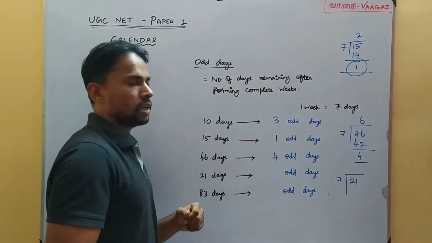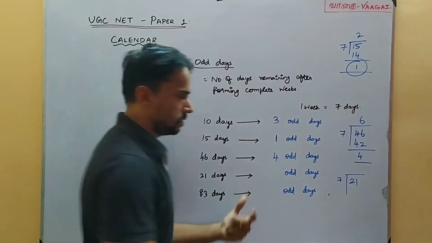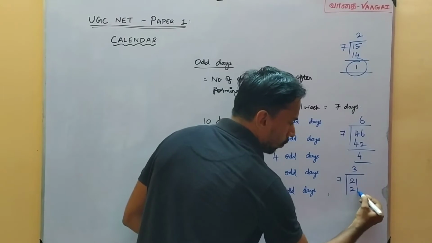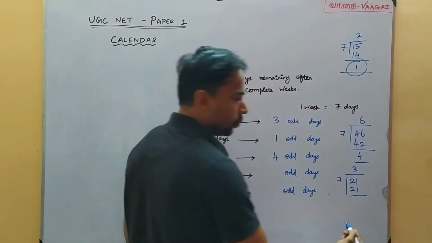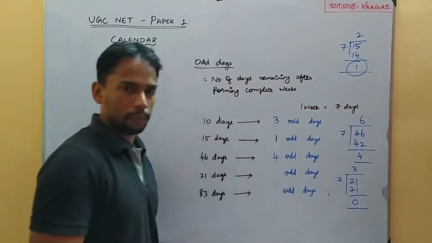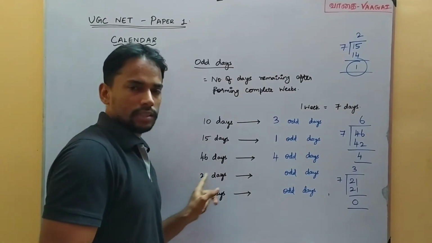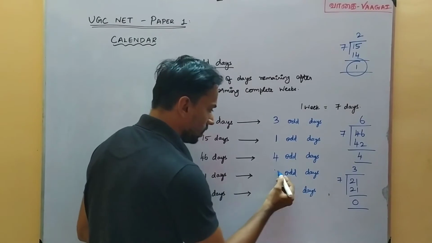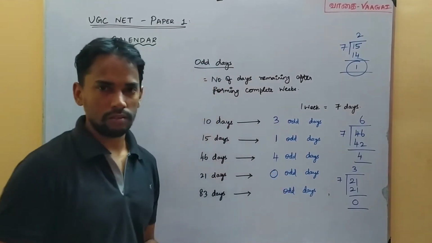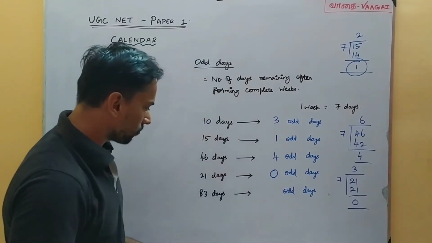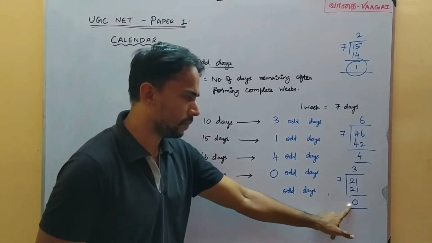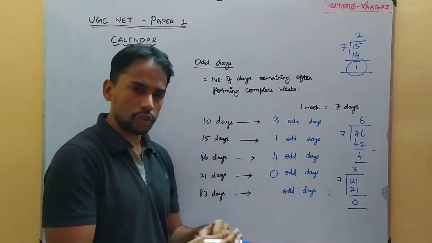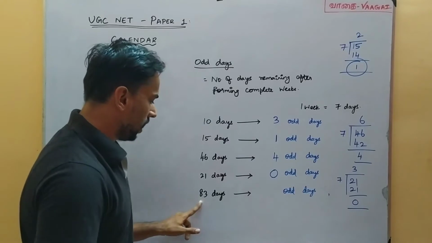So we know 7 ones are 7, 7 twos are 14, 7 threes will give us 21. So that means we will get the remainder to be only 0. That means for 21 days there will not be any days remaining, only 0 odd days. Is the point clear? Fine. So if the remainder is 0, that means odd days is also 0. That's all. Next we have 83.